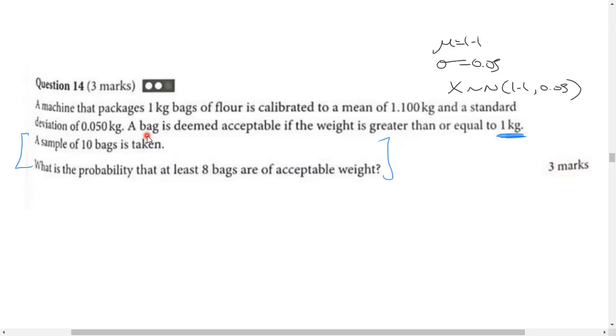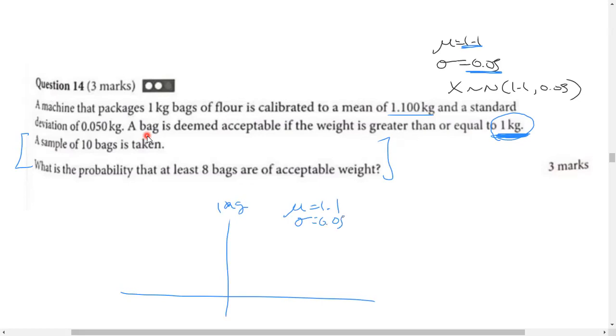Okay, so you've got a mean of 1.1 and a standard deviation of 0.05, and it is deemed acceptable if it is greater than 1 kilogram. So you probably want to firstly work out where 1 kilogram is relative to 1.1. Your mean is 1.1. Your cutoff is at 1 kilogram. Your standard deviation is 0.05. So you would expect your graph to look something like this, in very rough terms.